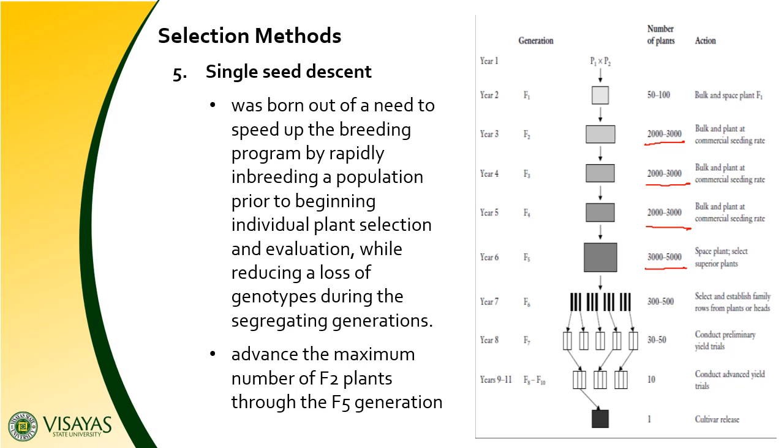Then here, in the preliminary yield trials, you have 30 to 50. And then for the advanced yield trials, you have 100. And then to be released as a variety, usa na lang. So you have your cultivar, one cultivar to be released as a variety. So that is single seed descent.